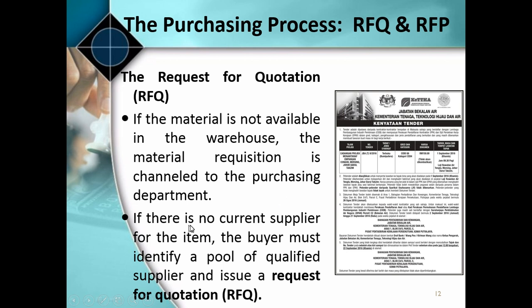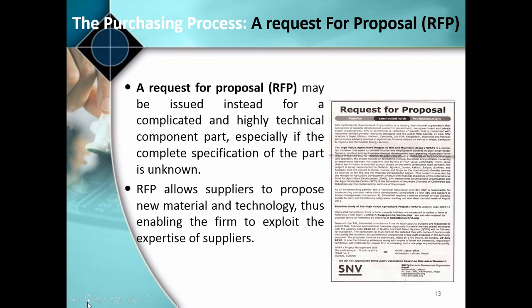Okay, so if there is no current supplier for the item, the buyer must identify a pool of qualified suppliers and issue a request for quotation. Let's say the goods we want are not available from the suppliers we usually buy from. So you have to request for quotation to another supplier. So that is request for quotation.